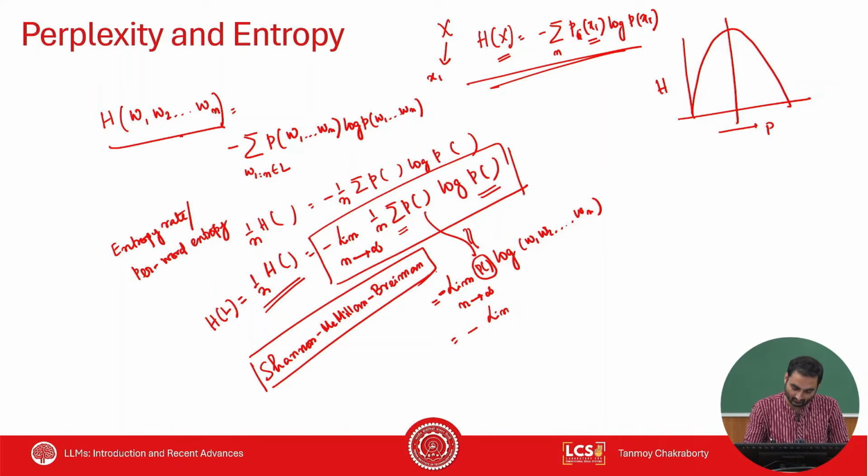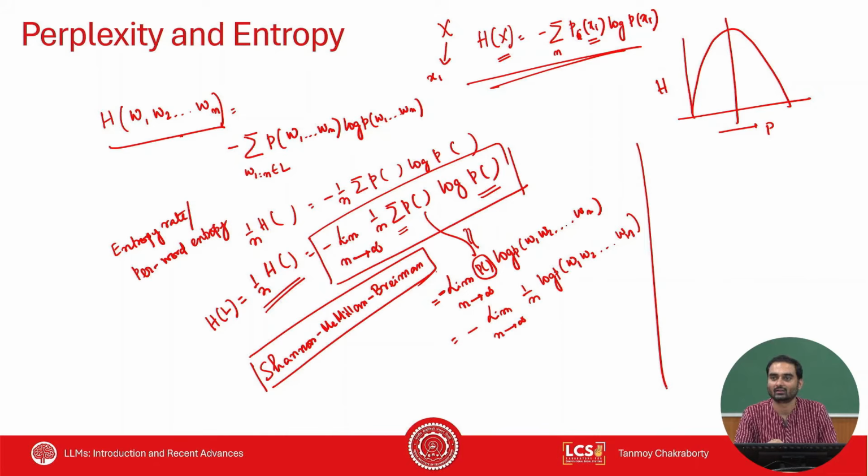to limit n tends to infinity minus 1 by n log of P of w1 w2 wn. Yes, P, sorry, of course, P. Now I define another concept, cross entropy.